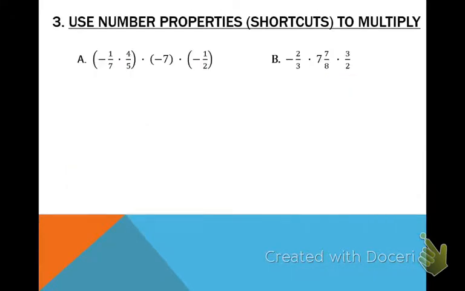For section number 3, it says, use number properties or shortcuts to multiply. Does anybody remember that shortcut or that number property I taught you that says you're allowed to move numbers from one place to another and it won't change your answer? What was that? What did you say? Who said it? Commutative. Great job. Go grab a candy for me, please. The commutative property says you can move a number around and it's not going to change your answer.